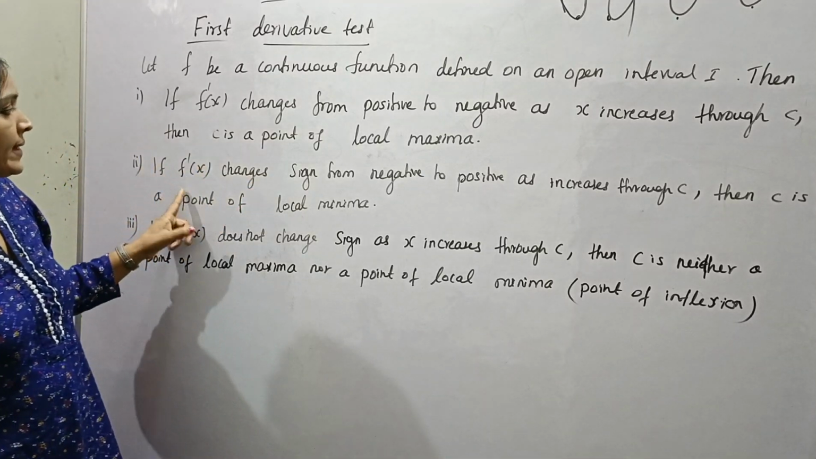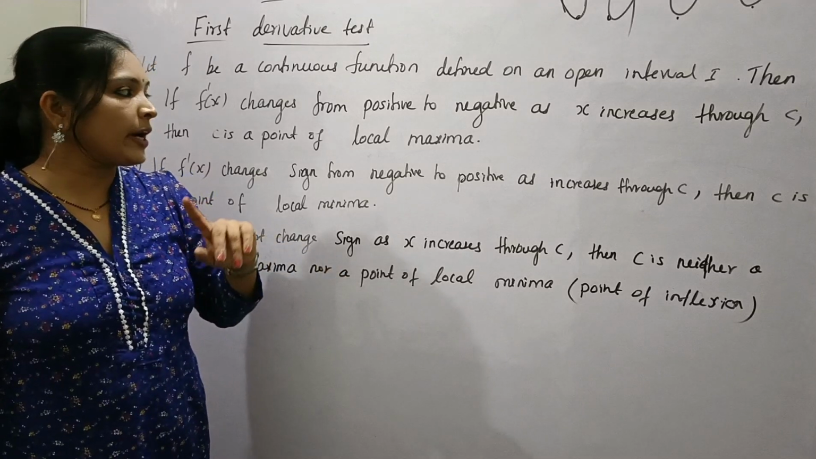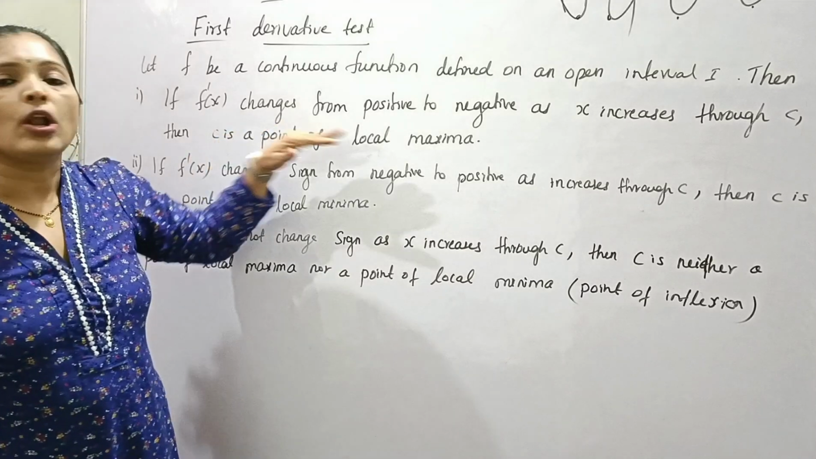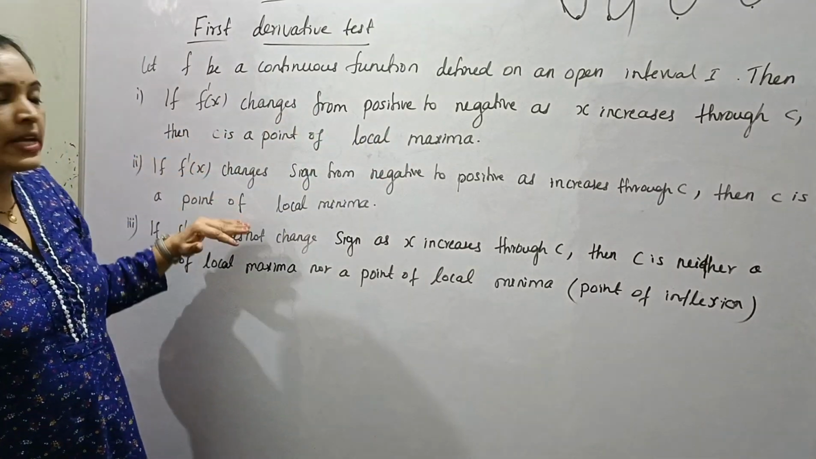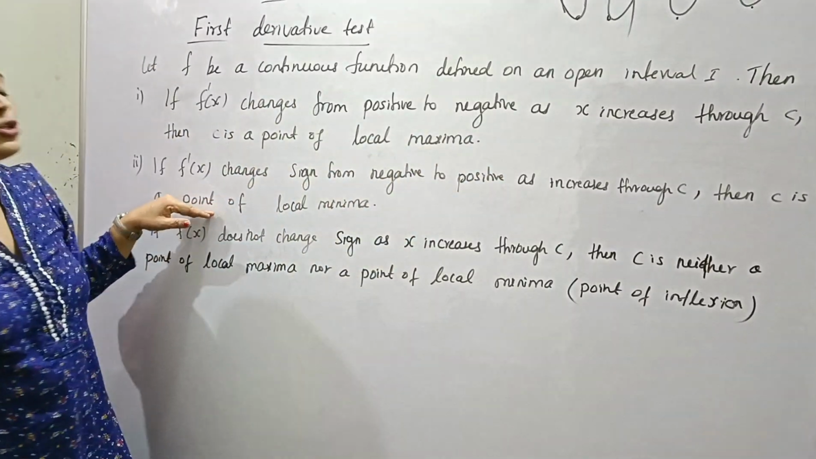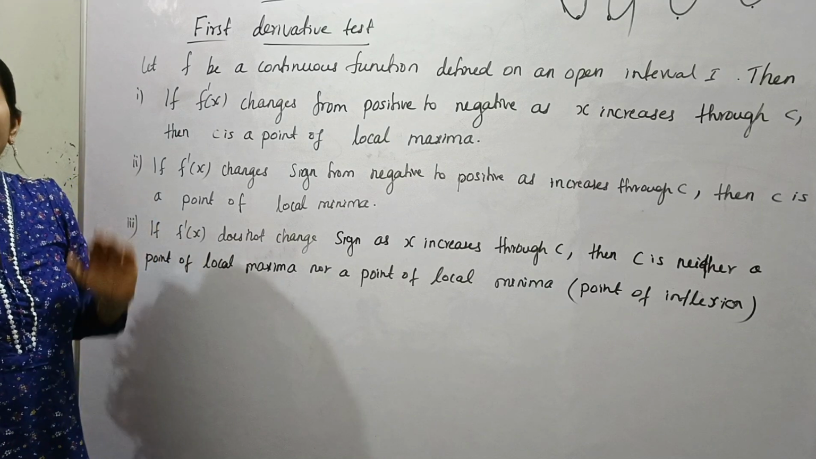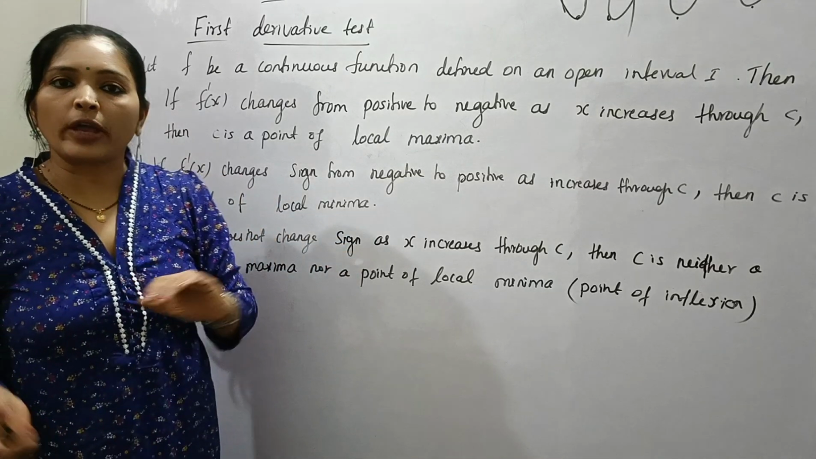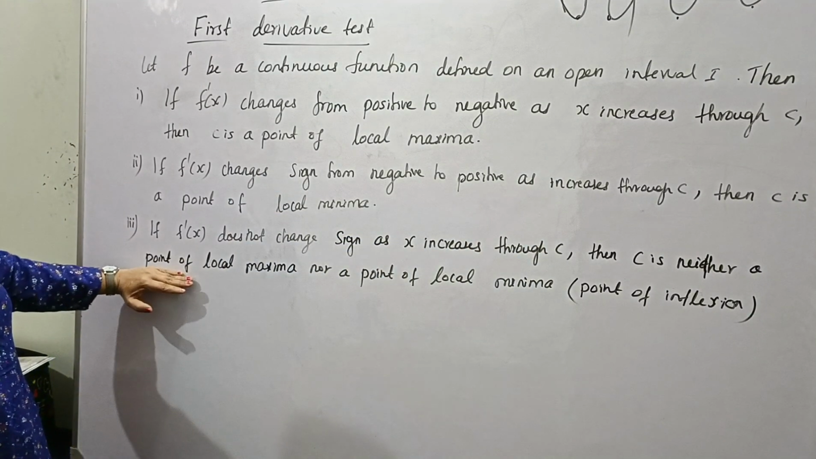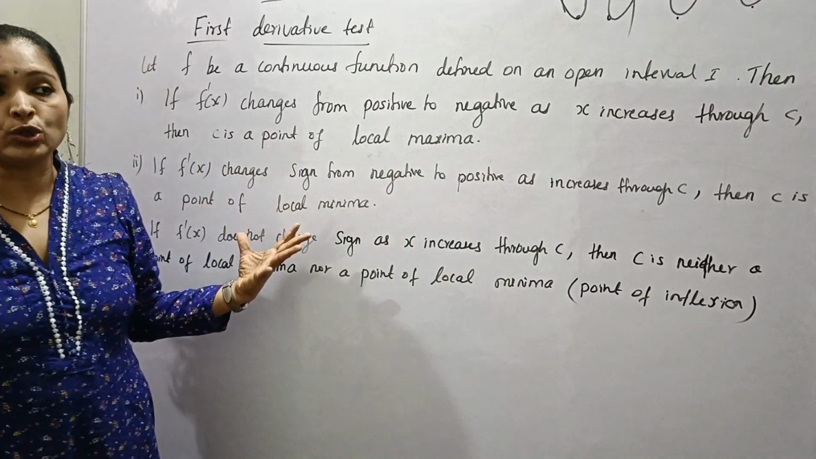Okay, so next, if f dash of x changes sign from negative to positive, don't be confused. If it changes from positive to negative, then c is a point of local maxima, and if f dash of x changes sign from negative to positive, then c is a point of local minimum. If f dash of x does not change sign as x increases through c, then we say c is neither a point of local maximum nor a point of local minimum. Now let's go through an example.